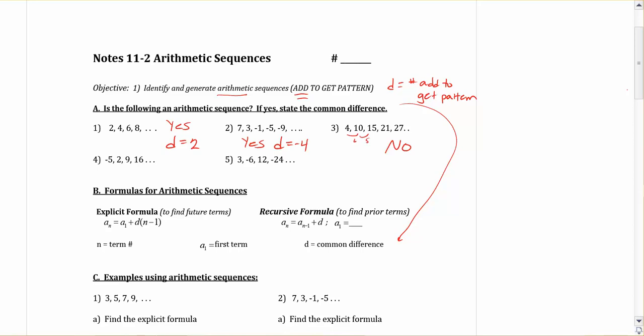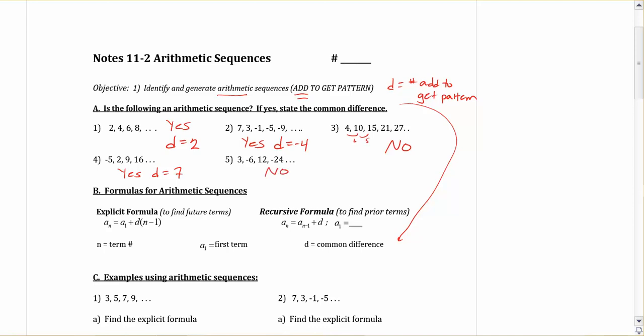Okay, so number 4, and be careful: from negative 5 to 2, you added 7, then I added 7, then I added 7. So yes, it indeed works for all of them. My common difference was 7. And number 5, if you take a look, you're not going to be adding the same amount. If I go from 3 to negative 6, I subtracted 9. But then I went from a negative 6 back to a positive, so this is definitely not going to work. It's not an arithmetic sequence.